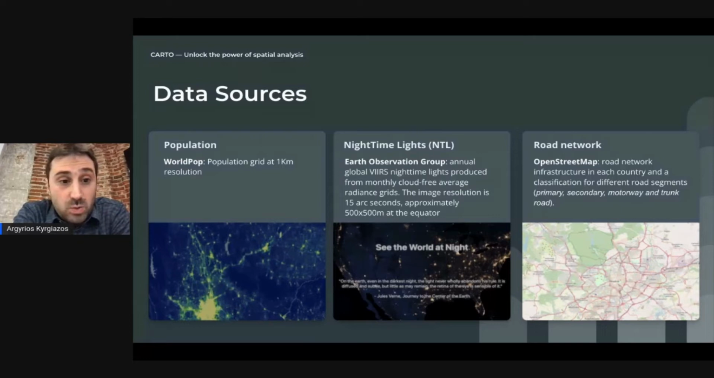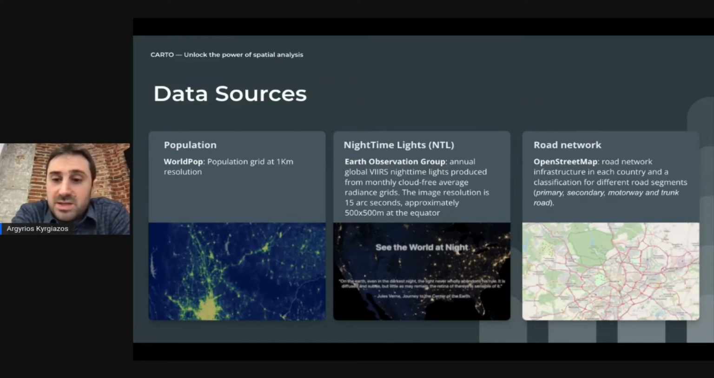So basically, the first one was population from WorldPop, which was provided as a population grid at 1 kilometer resolution. On top of that, we had nighttime light data. This is the annual intensity of nighttime light data from the monthly cloud-free average radiance grid, and the resolution was approximately 500 by 500 meters at the equator. From what we see in the literature, these 2 datasets are highly correlated, and the reason we selected both of them was so each one would complement the other.